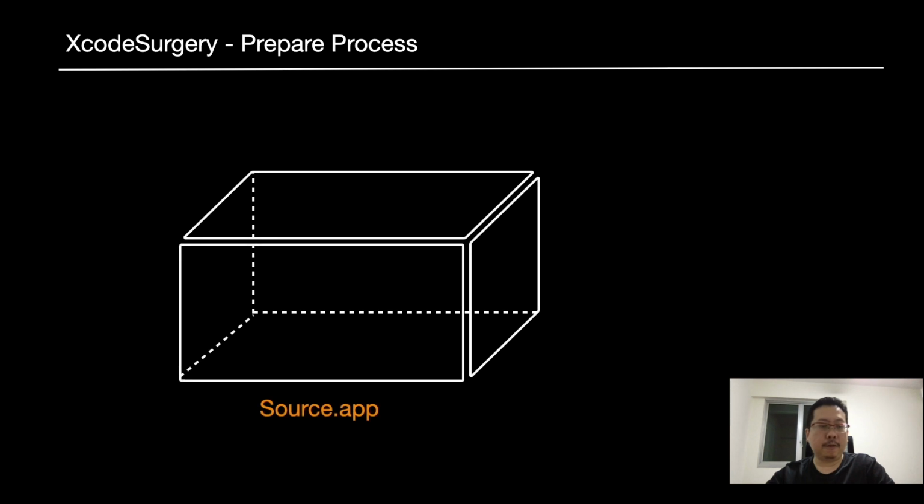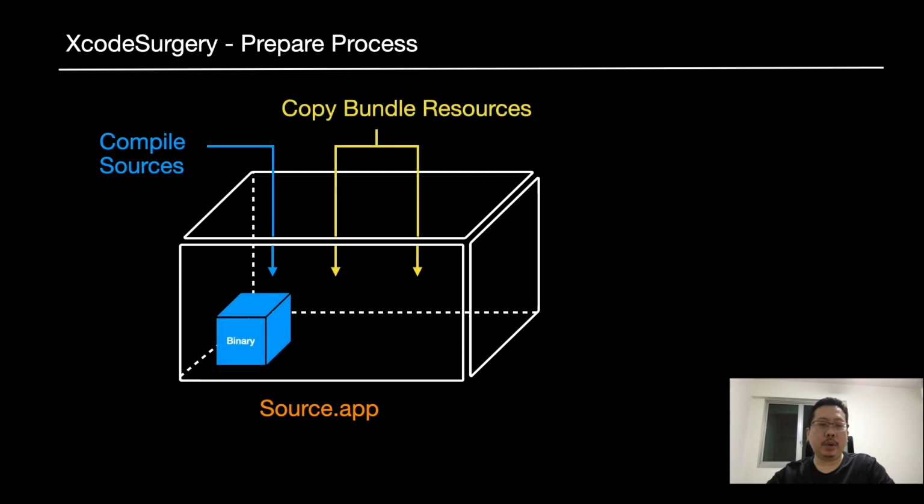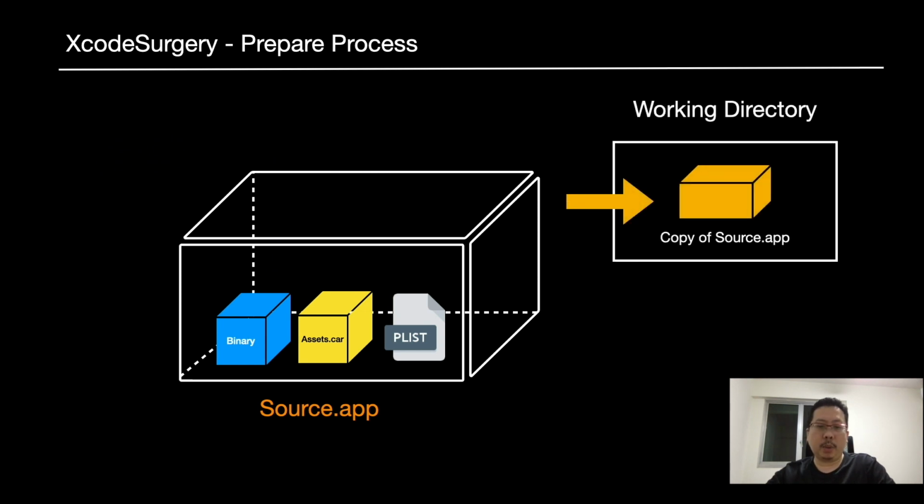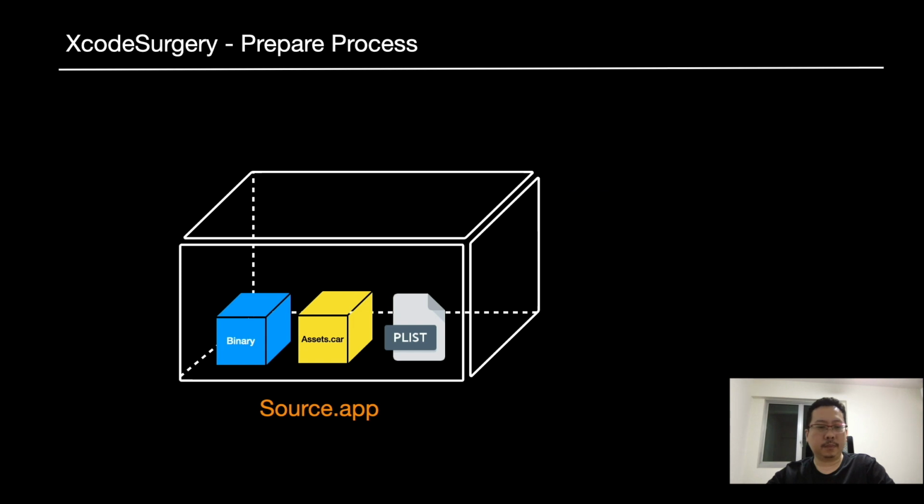And here I will show you what is happening when we execute the XcodeSurgery process. For the source target, Xcode will compile the source code and copy all needed bundle resources, like assets and plist, into the app folder. When we run the XcodeSurgery prepare command, the command line tool will make a copy of the source app and place it in the working directory. After that, Xcode will proceed to sign the app.